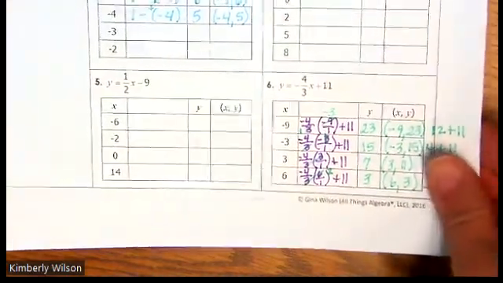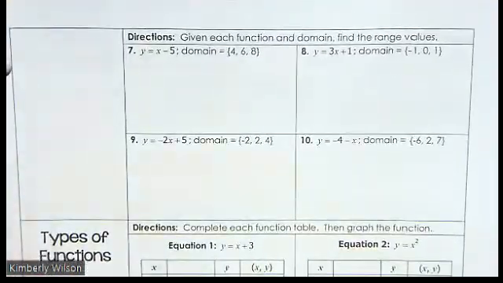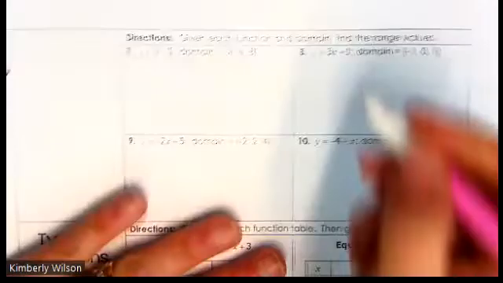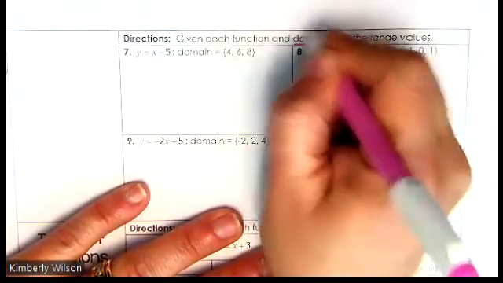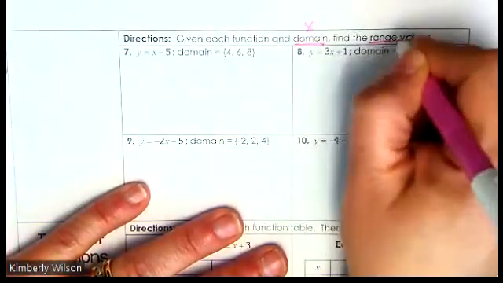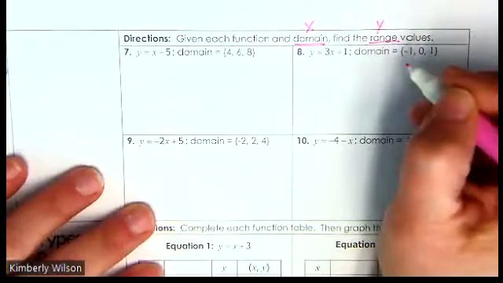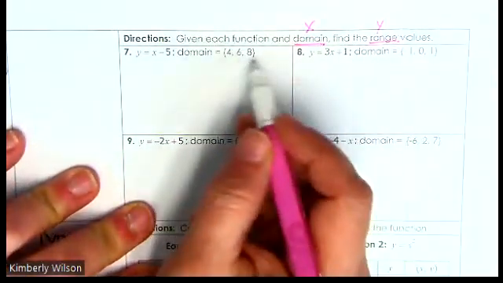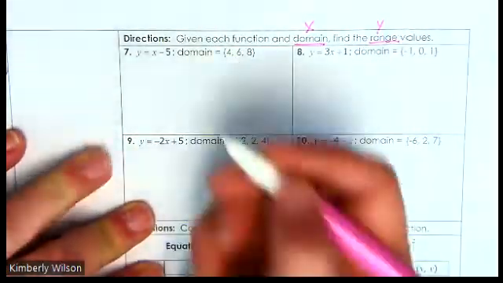Here we go. So now we're going to go to the next page. And this is where it's not a table of values. We're just given a list of domain. And remember, with domain, that is referring to the X values. So we're given the domain, which is X. We want to find the range, which is Y. So again, we're plugging in the X values. So we're going to work this 3 times.